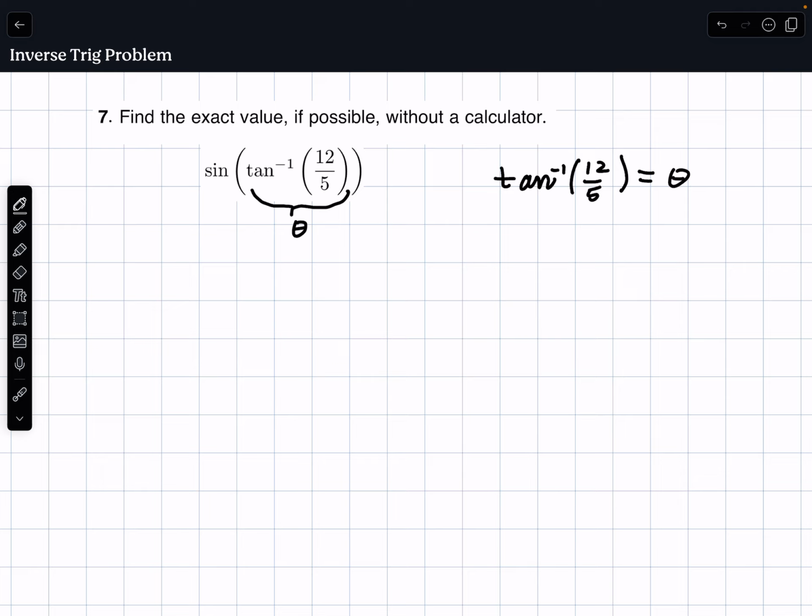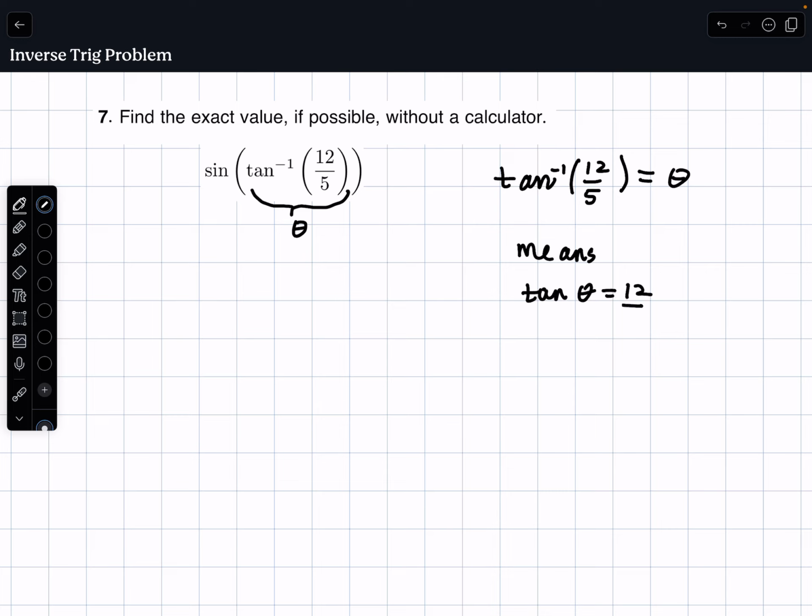The output of tangent inverse is an angle, or it can be at least thought of as an angle. So tangent inverse 12/5 equals theta. This means exactly tangent theta equals 12/5, but with the restriction that theta, the angle theta, is between negative pi over 2 and pi over 2.